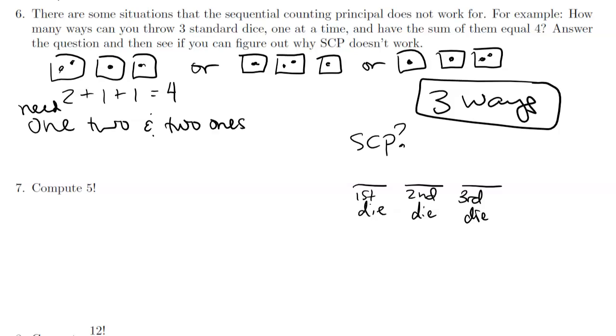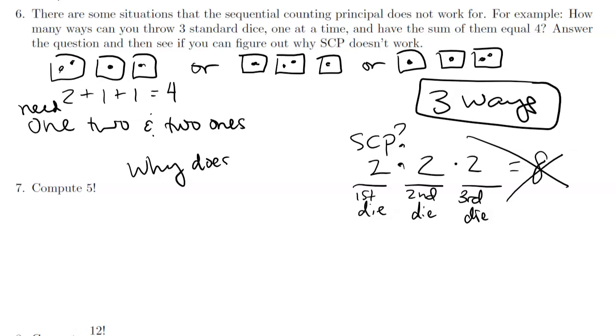And in theory, each one of them can either be a 1 or a 2, right? The first one can be a 1 or a 2, the second one a 1 or a 2, and the third one. But if I try and do that, notice it's too big. 2 times 2 times 2 is 8, which is far too big for this problem. So then there's a question of, why doesn't it work? So why doesn't sequential counting work?